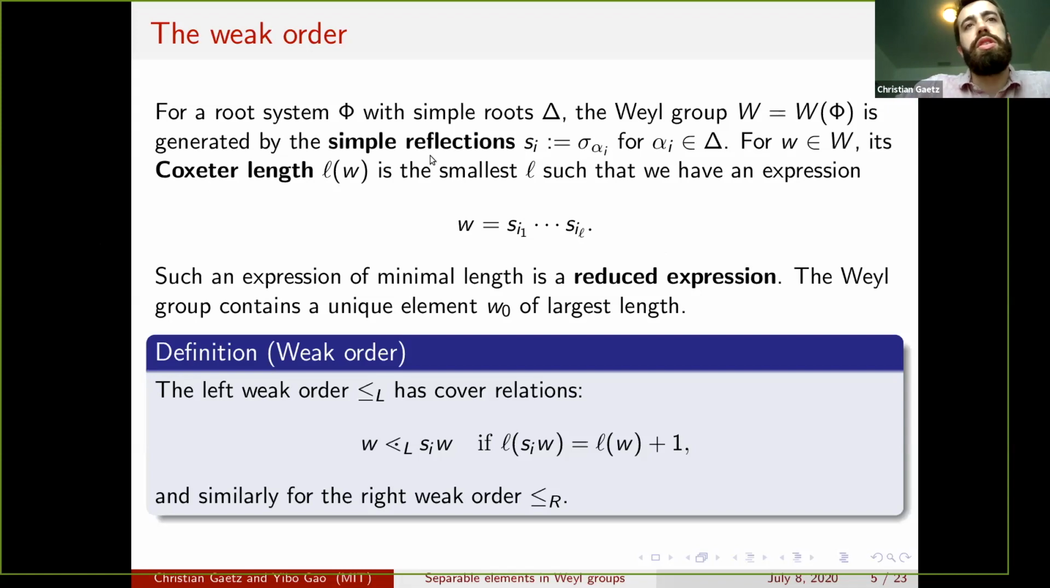The simple reflections are reflections across the simple roots. The length is the smallest number of simple reflections I need to write an element of my group. And such an expression of minimal length is called a reduced expression.